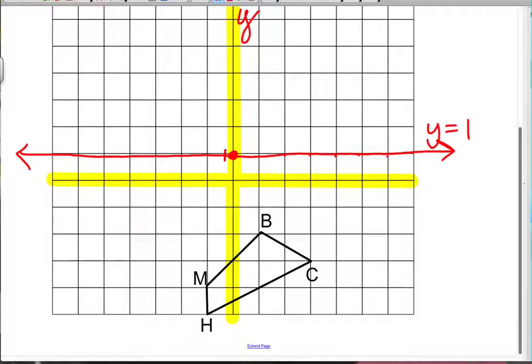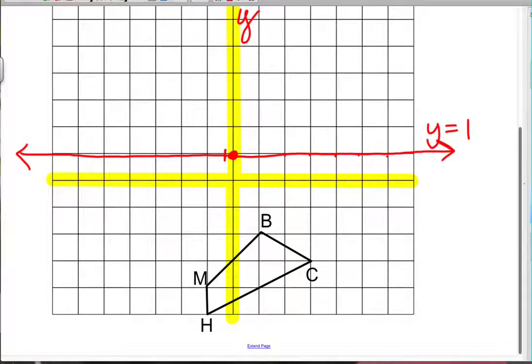So that is now the line that I'm going to use to reflect my shape across. I'm not reflecting it across the x-axis. I'm not reflecting it across the y-axis. I'm reflecting it across this line where y equals 1, which is where y is 1, right? You just go up 1 from the origin and put a point and draw the line that goes across through that point. Okay, so now we can move our points.